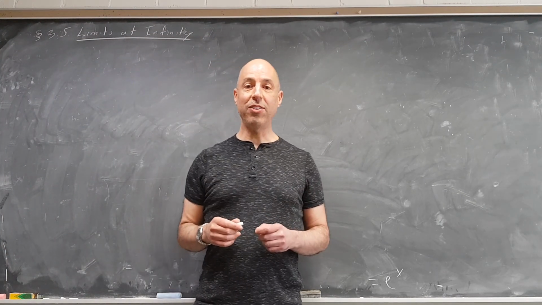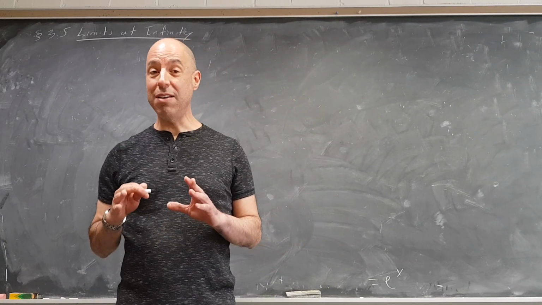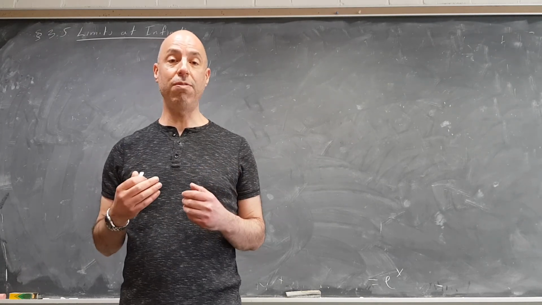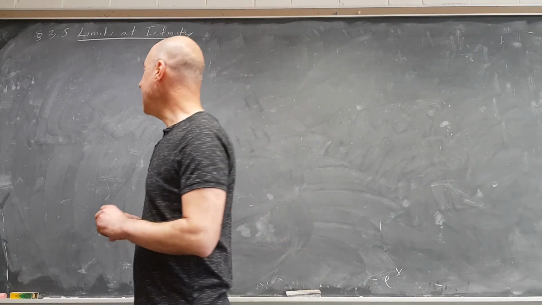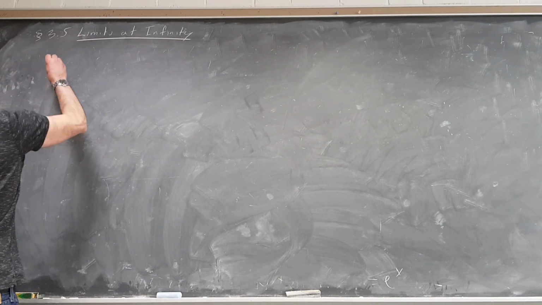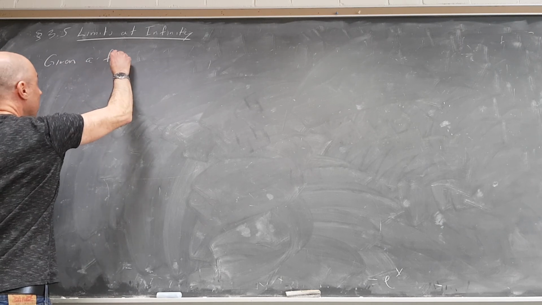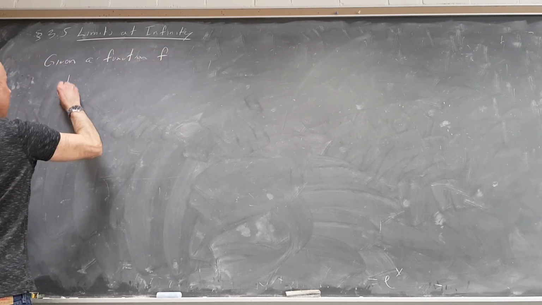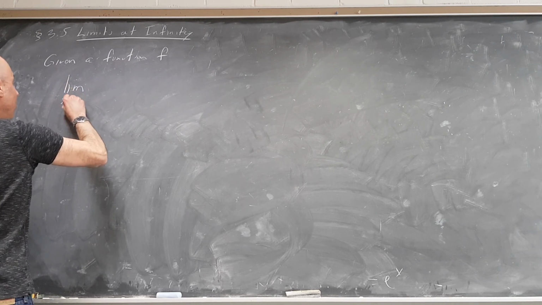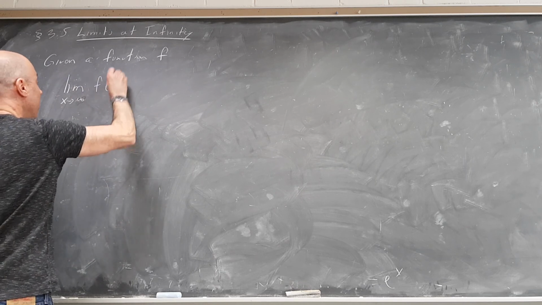So in this section, I want to talk about limits at infinity. That's a little bit different than when we're talking about infinite limits, limits that could equal infinity or limits that could equal minus infinity. What we're talking about here is, given a function f, let's take a look at the limit as x goes to infinity of f of x.